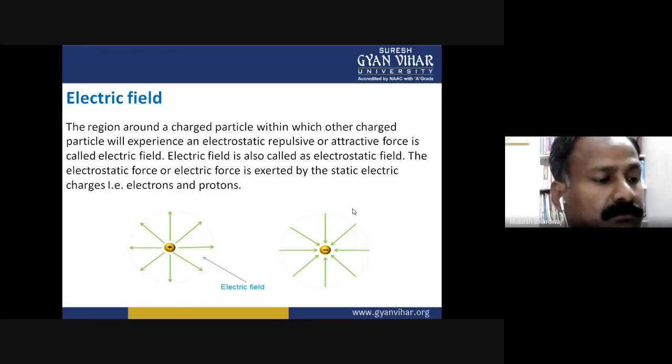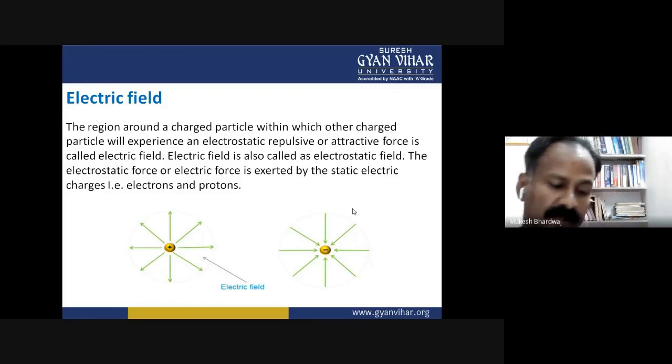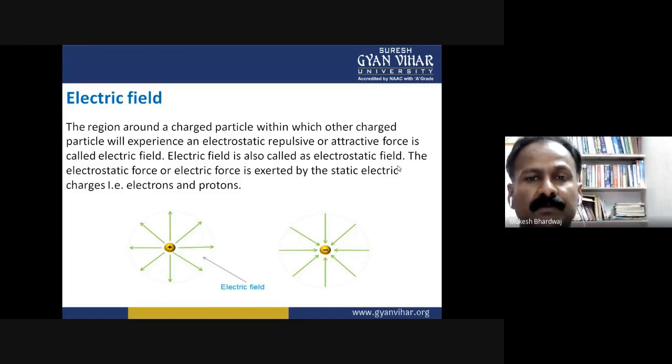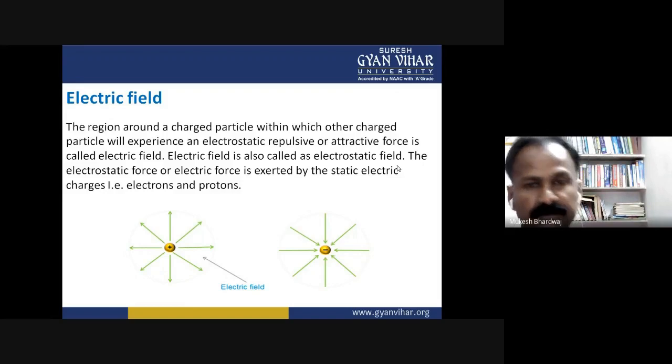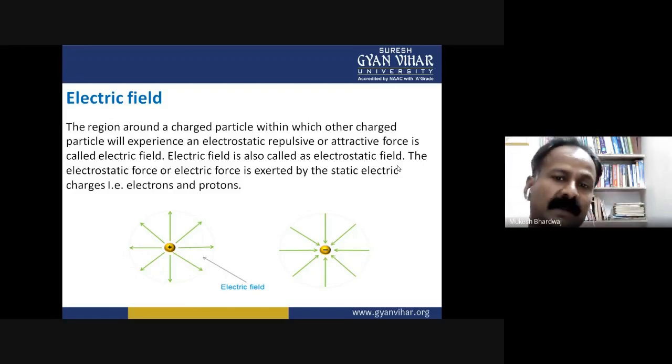Now, starting with the topic, that is electric field. The region around a charged particle within which other charged particles will experience an electrostatic repulsive or attractive force is called electric field. Electric field is also called electrostatic field. The electrostatic force or electric force is exerted by the static electric charges, that is electrons and protons.